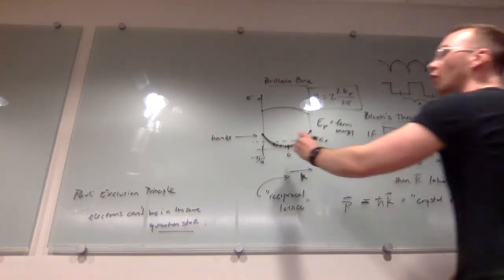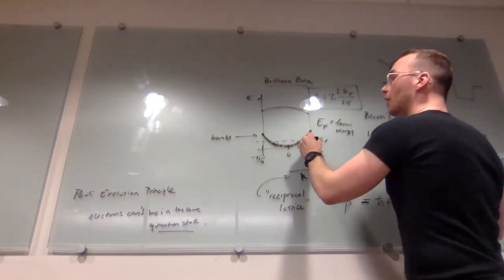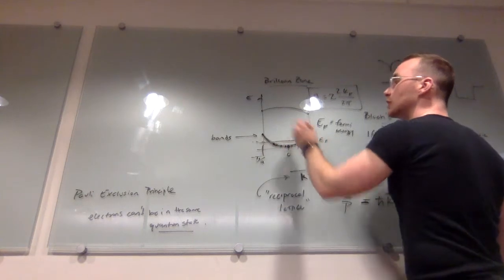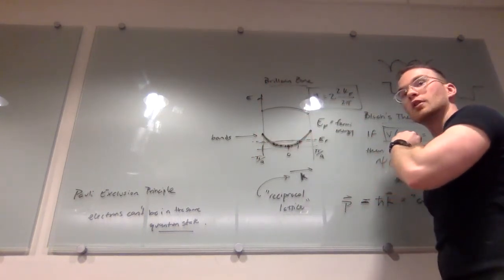So if you take all the occupied states and pack them into the lowest energy levels, the height that you get to, the height in energy space, which is the vertical direction here, is the Fermi energy.